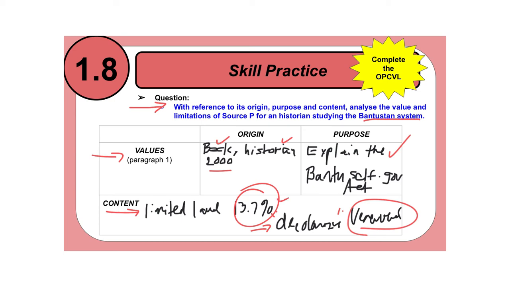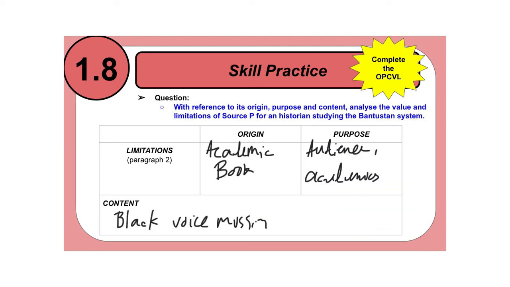So this document would be of value to a historian because it does have some actual concrete evidence in the document itself. Now let's take a look at why this same document could be a limitation for a historian. Again, this is the same exact document, and we still have to show how the origin, purpose, and content could also be a limitation.